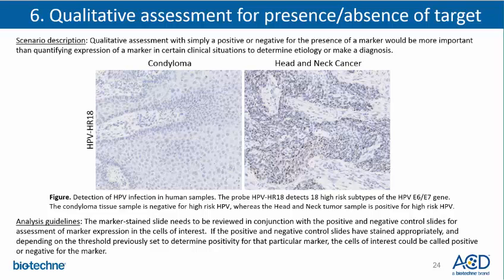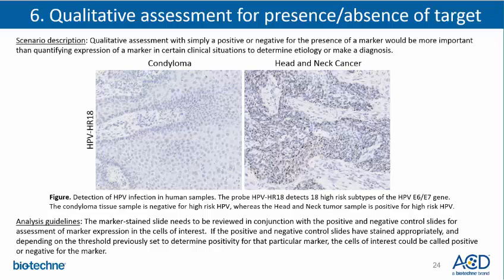The example shows the detection of HPV infection in human samples. The specific probe detects 18 high-risk subtypes of the HPV E6/E7 gene. The condyloma tissue sample on the left is negative for high-risk HPV, whereas the head and neck tumor sample on the right is positive for high-risk HPV.